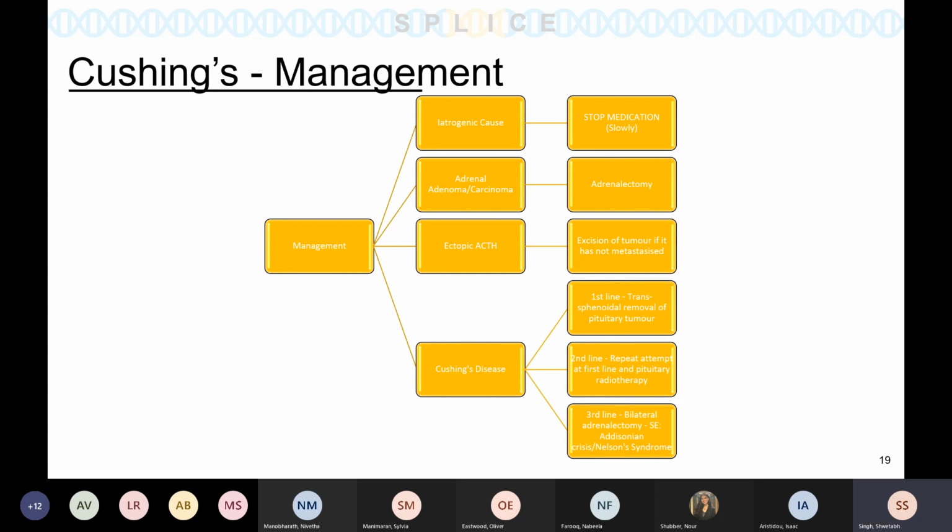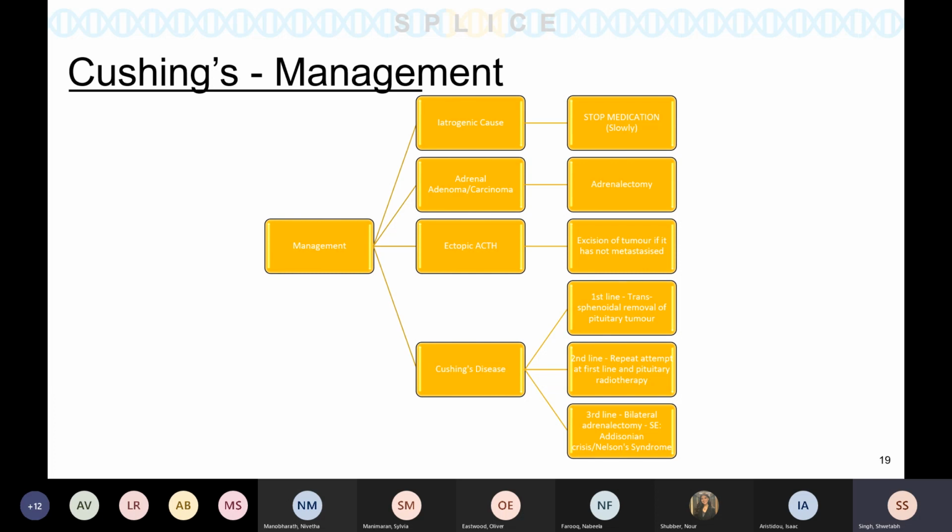With regards to Cushing's disease, there's first, second, and third line. So the first line is what you want to do is do a transsphenoidal removal of the pituitary tumor. Now, if that isn't successful, then you go on to do a repeated attempt and also pituitary radiotherapy. And then your third line would be, okay, we can't take it out from the pituitary, something's gone wrong there. We need to take it out from the middleman, which is the adrenal glands. And that would be a bilateral adrenalectomy. And so you stop the thing producing the steroids.